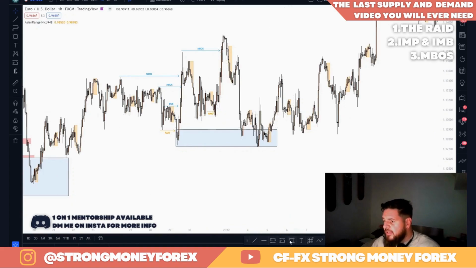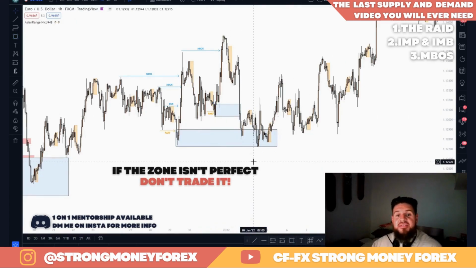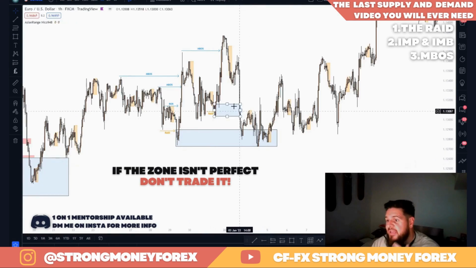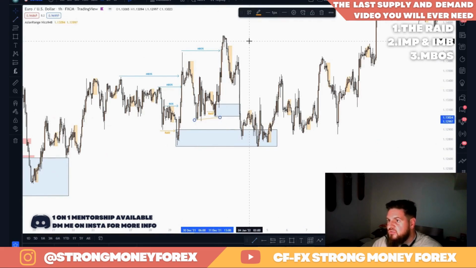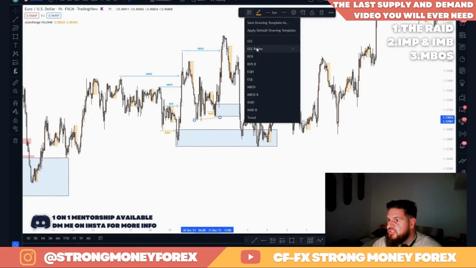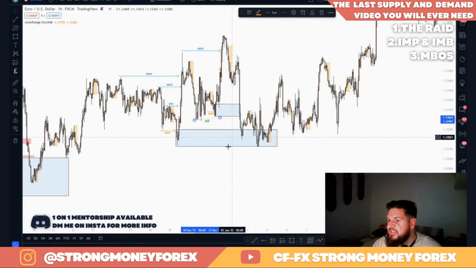All in all, you're looking at that and you're thinking to yourself, it's not perfect. And if it's not perfect, we don't want to be trading it. It's as simple as that. So ultimately, what's price done? It's come back down. It's then raided these actual genuine liquidity points that we wanted raided in the first place, and it's come into our really clean supply and demand.